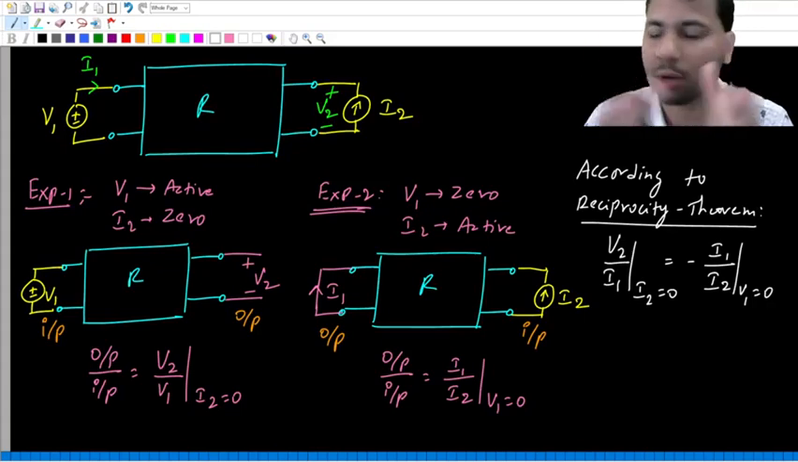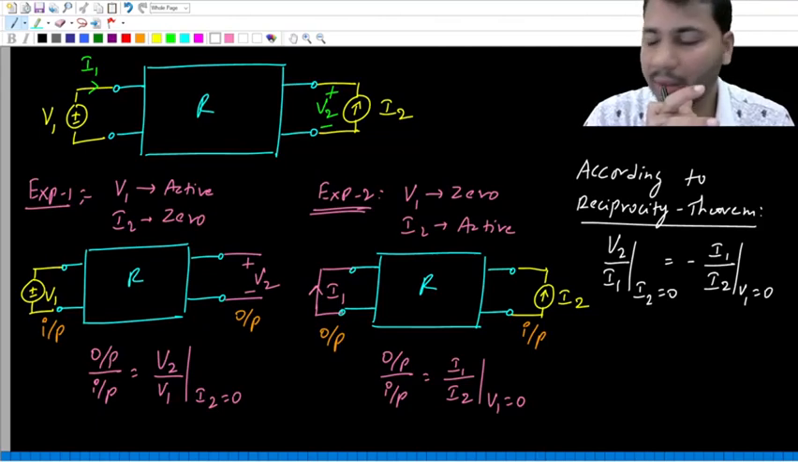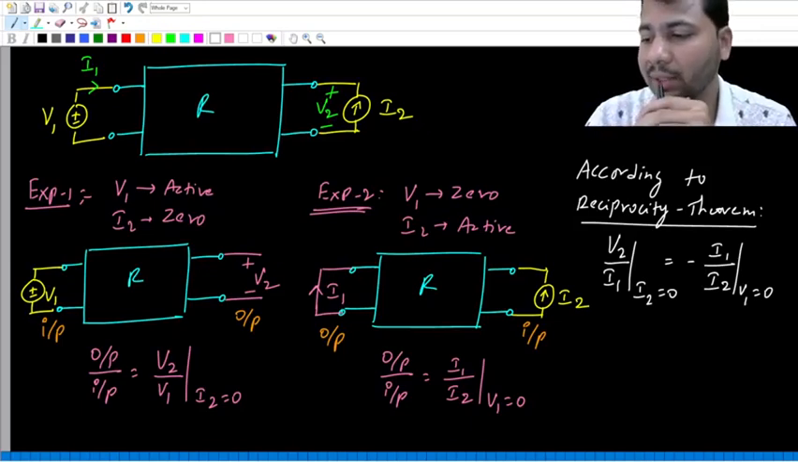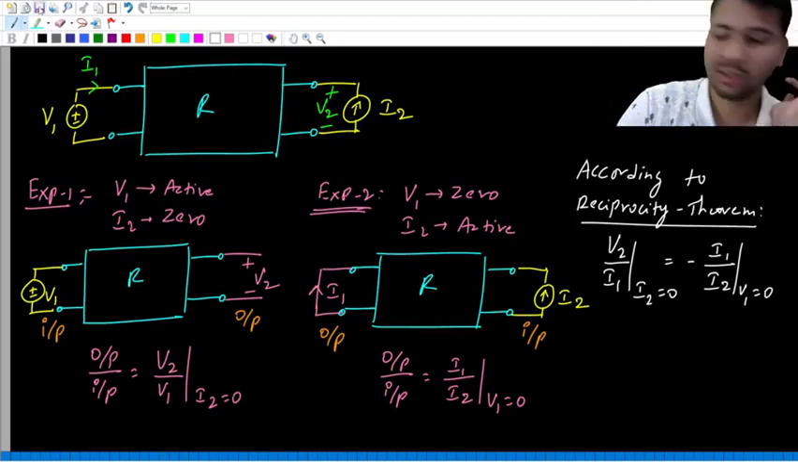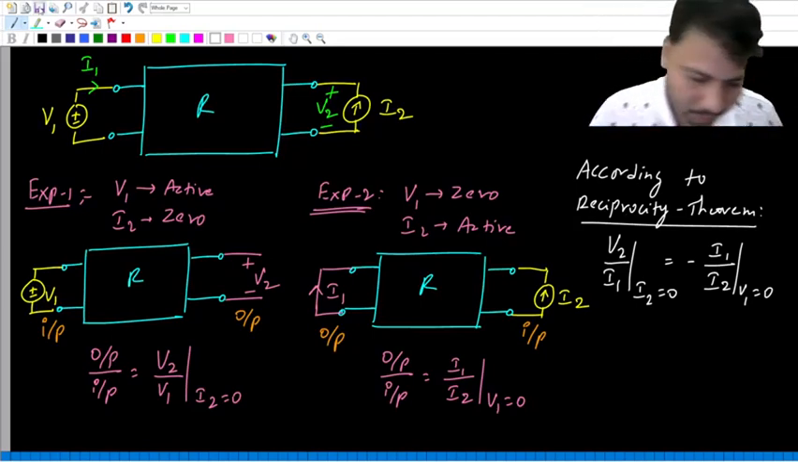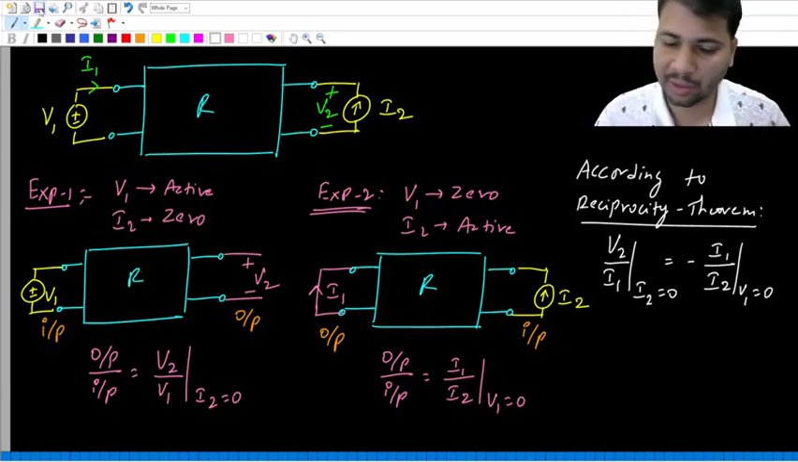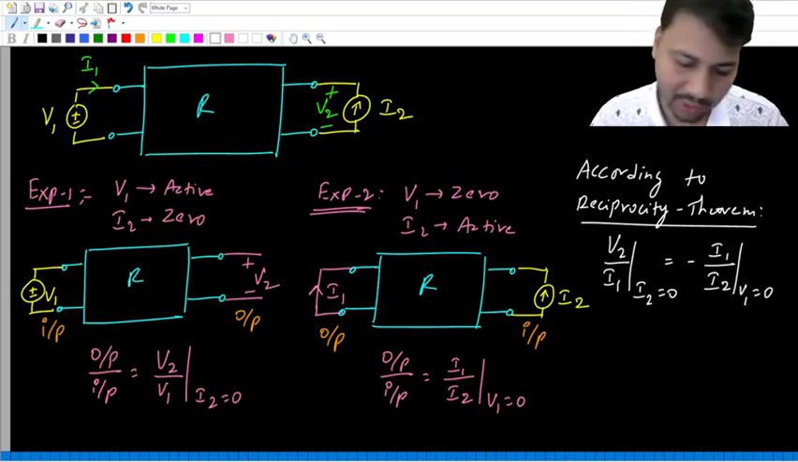The ratio is output to input in each experiment, and in each experiment only one source will be kept active, the other source on the other side will be made 0. And when you have a voltage source on one side and a current source on the other side, then the two ratios are negative of each other. That is what the reciprocity theorem is. So I'll just illustrate the application of the reciprocity theorem for a simple resistive network. Then we'll look at a few problems related to the reciprocity theorem.